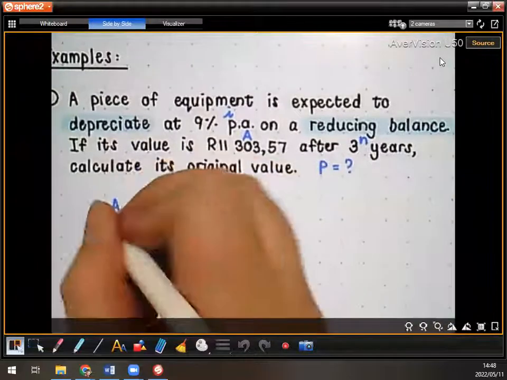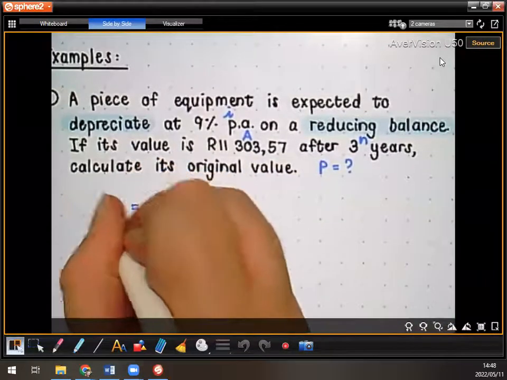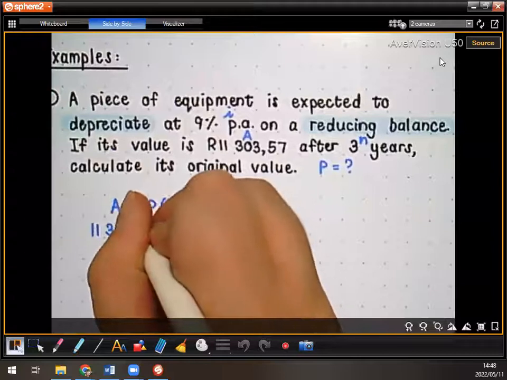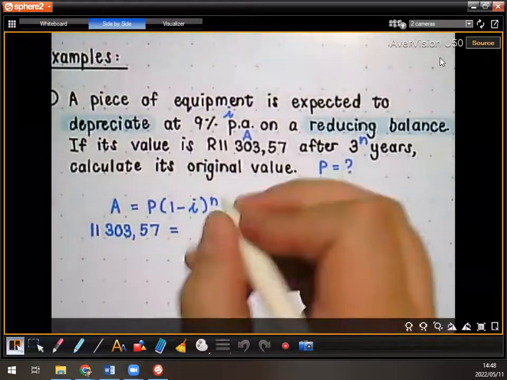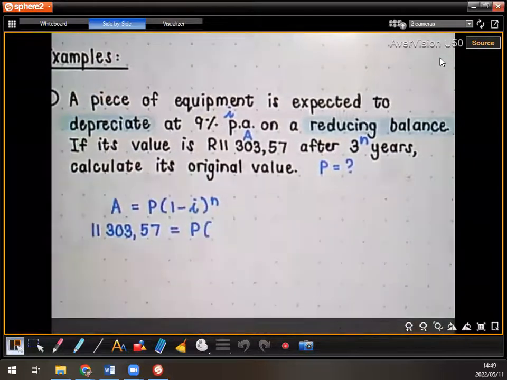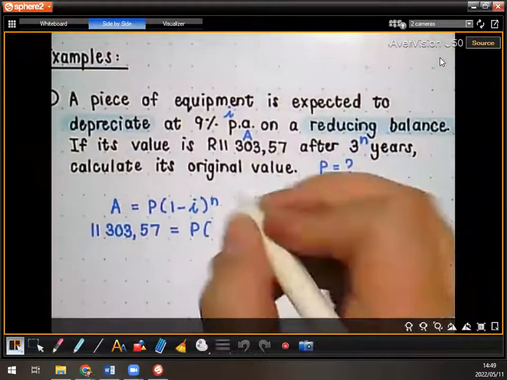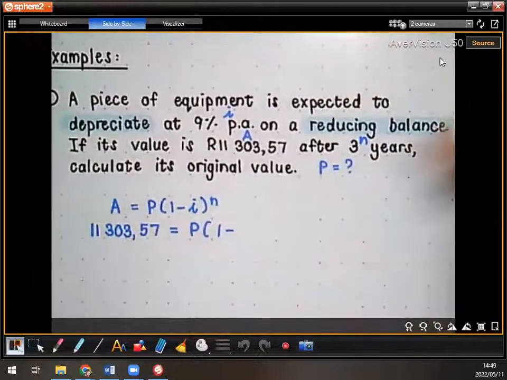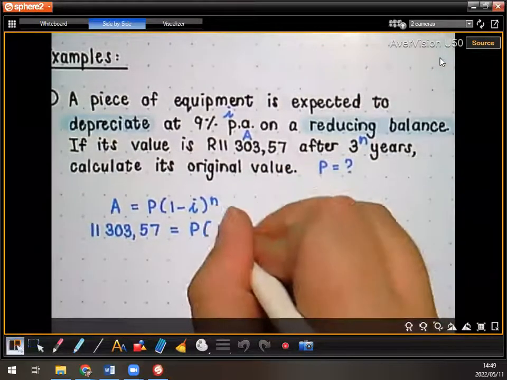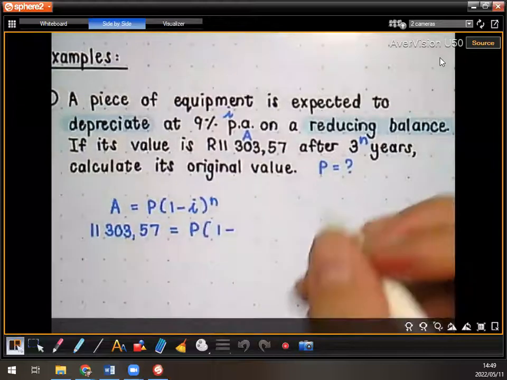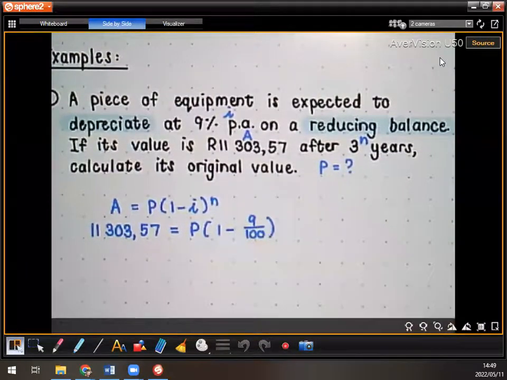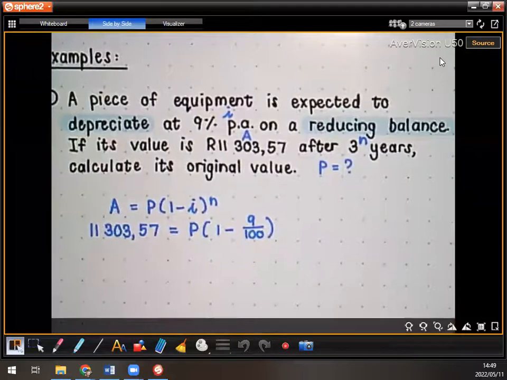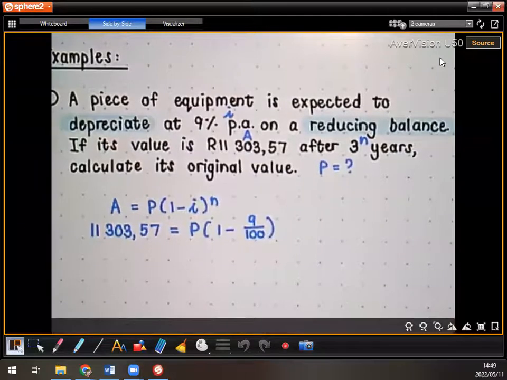So we have 11,303.57. That is our A value. Equal to P, which is the one we need to find, times 1 minus. Now guys, for 9%, you can decide whether you want to write it in decimal form, or just write it as 9 over 100. I personally always write it as a fraction. There's nothing wrong with that. It's not a fraction that you have to simplify.